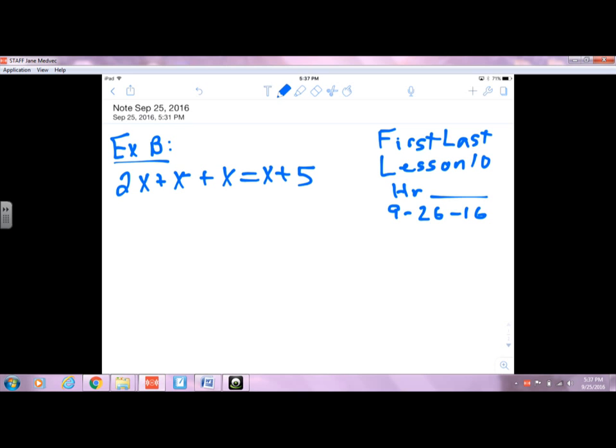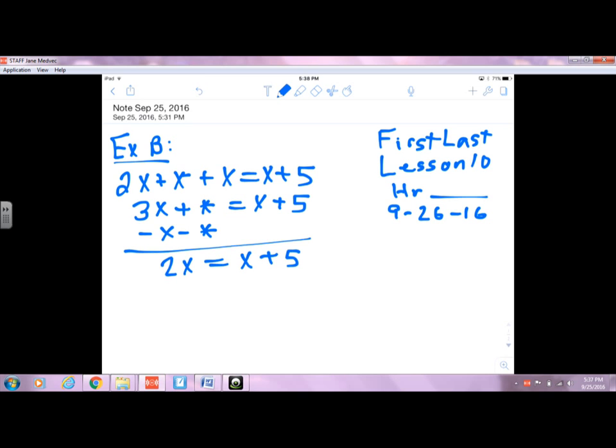And again, we combine like terms. We don't expand anymore. So you'll notice that we have an x, 2x, and an x. So we get 3x plus star equals x plus 5. And those two next to each other exploded. So I'm going to go minus x minus star. I'm going to take them away. Again, they have to be on the same side. It's like a chemical reaction. And I'm left with 2x equals x plus 5.